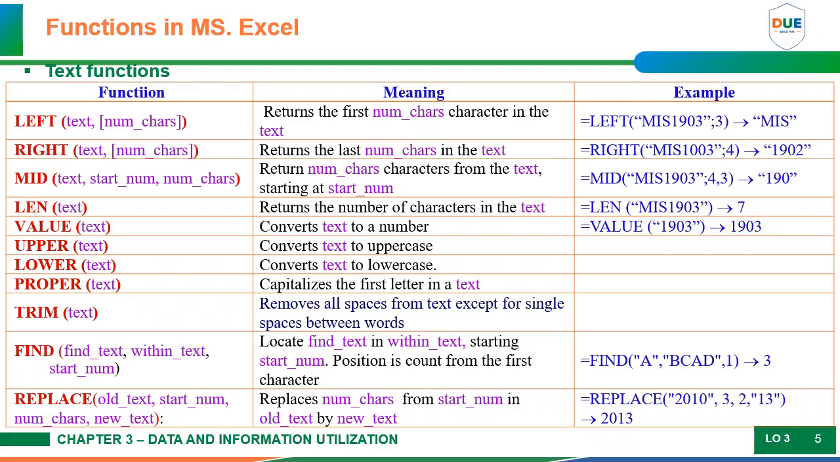UPPER converts all letters in a text string to uppercase. LOWER converts all letters in a text string to lowercase. PROPER capitalizes the first letter of each word in a text string. TRIM removes extra spaces from both ends and between words if there are multiple spaces. FIND returns the position of find_text within text, starting from start_num. Example: FIND("U", "DUE", 1) returns 2.